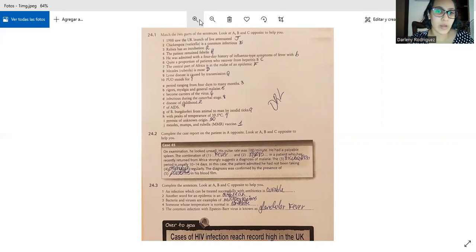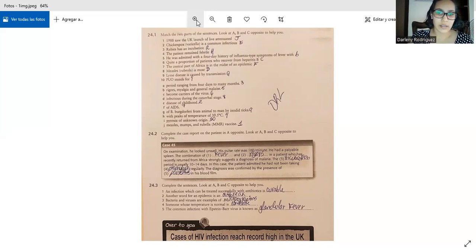Number 2 with the letter E. Number 3 with the letter A. Number 4 with the letter H. Number 5 with the letter B. Number 6 with the letter C. Number 7 with the letter F. Number 8 with the letter D. Number 9 with the letter G. Number 10 with the letter I.